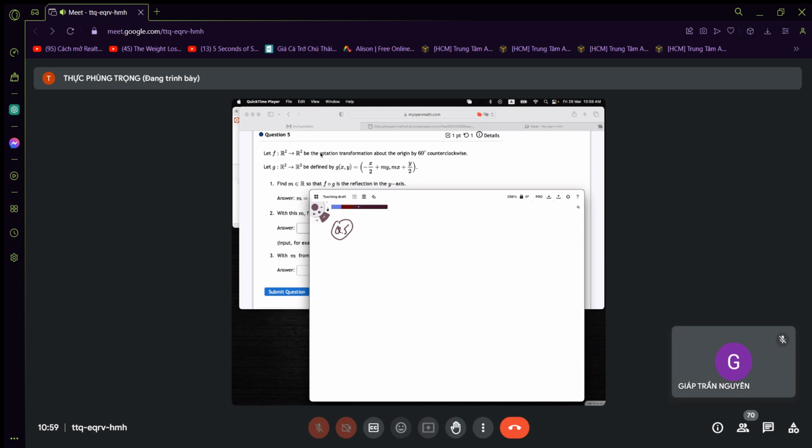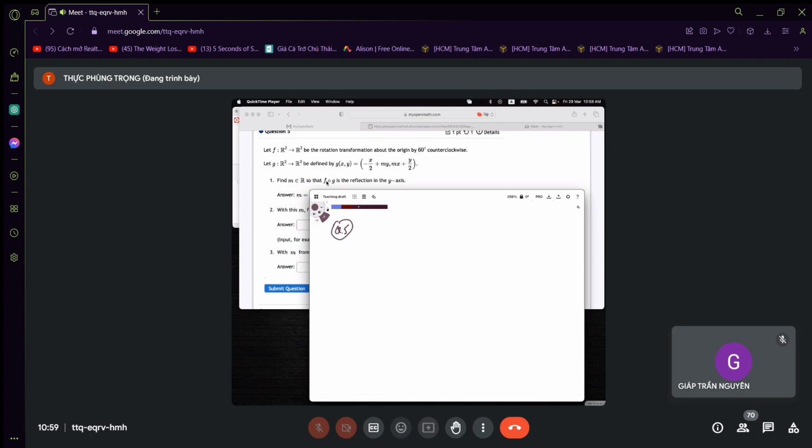Again, right here you see F is the rotation, 60 degrees counterclockwise. We can easily find a matrix for this from the formula, right? G is defined by this one, so it's explicit, right? Find m so that the composition F of G is the reflection in the y-axis. So this is what you want. Let's say they call it T, then it means that F G would be T, right? So all you need to do now is to look at this equation and get the answer.